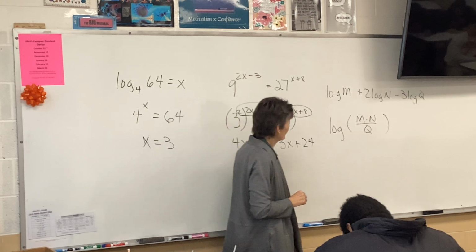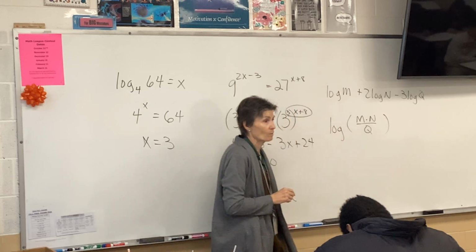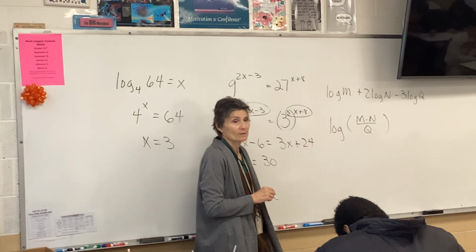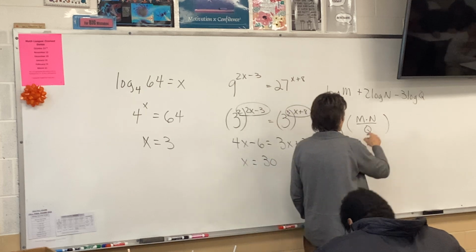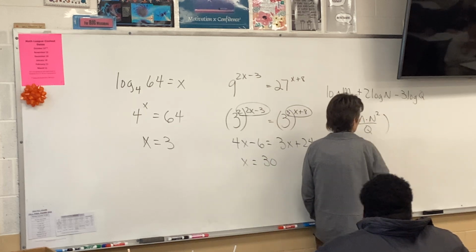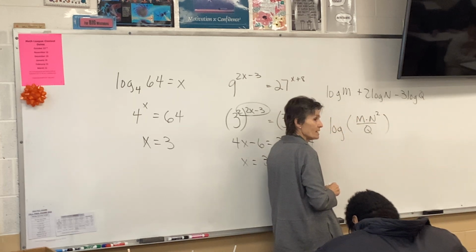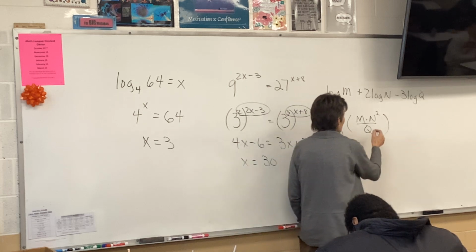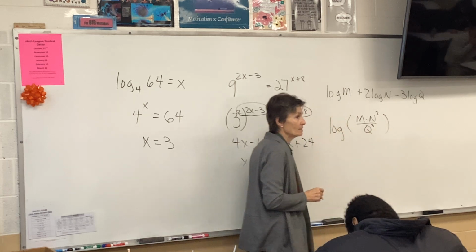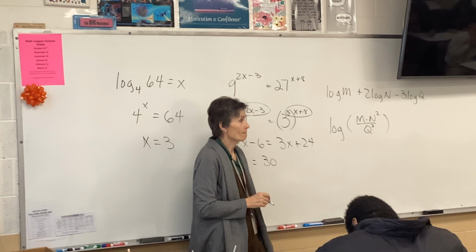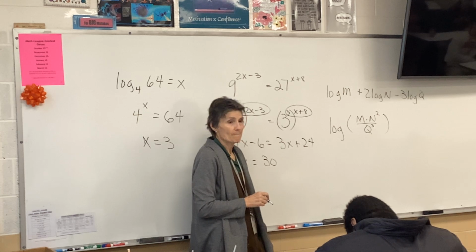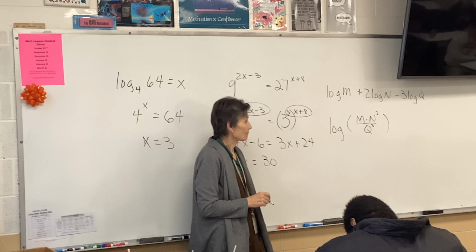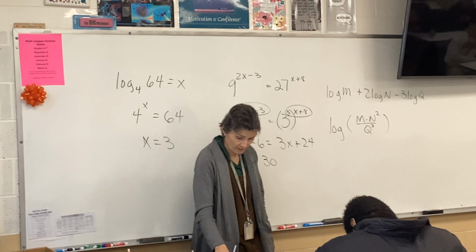Now, what about the 2 and the 3 that's in there? What am I going to do with that? They are the exponents. So the 2 goes on the n, only on the n, and the 3 goes only on the q? Is that right? Yep. Okay, perfect.